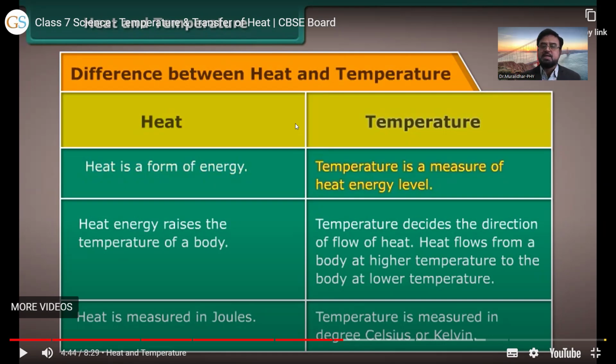The temperature decides the direction of flow of heat. Heat is measured in joule. Temperature is measured in Celsius or Kelvin. 3 very important points regarding heat and temperature. The next slide is there, but this is looking clear. You can note it down in your notebook first. I'll give you some time. Okay, make it fast. So 3 points, in the form of a table, note down the difference between heat and temperature.